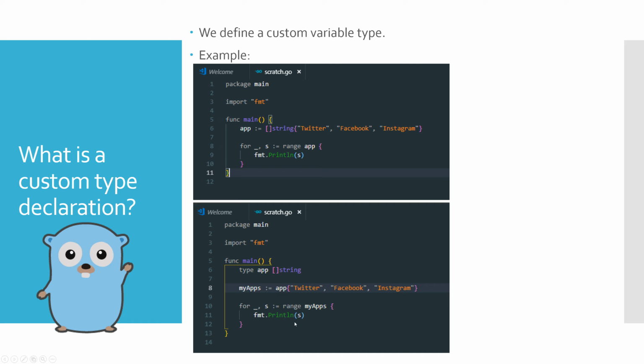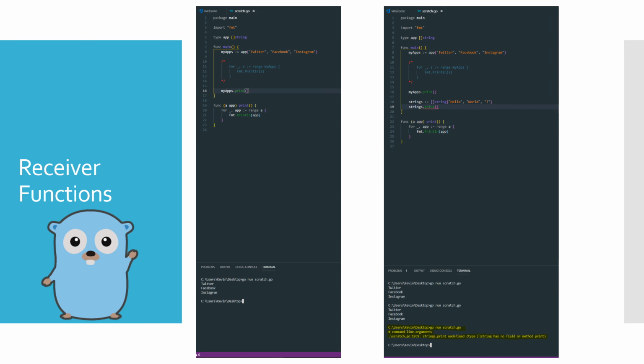So this custom app type that I created is pretty much a slice of strings. So what's the point? We might as well just use a slice of strings as in the first example. This leads us to receiver functions. From the object-oriented programming perspective, you can kind of think of it as a class method. So in this first picture here, I have my custom type called app, and it's a slice of strings.